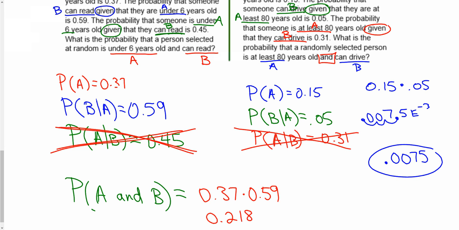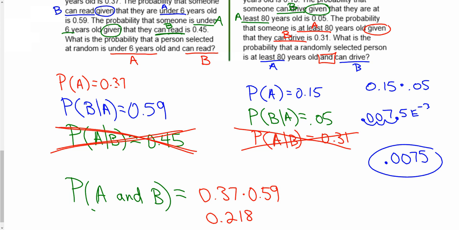That's the probability. Is that very likely? No, remember our scale is from 0 to 1, right? 0.0075 is very, very close to 0, but still it's not impossible. It could happen, but the chances are not very likely.